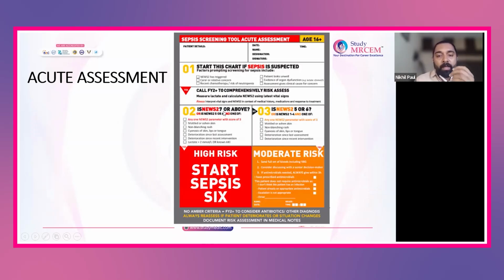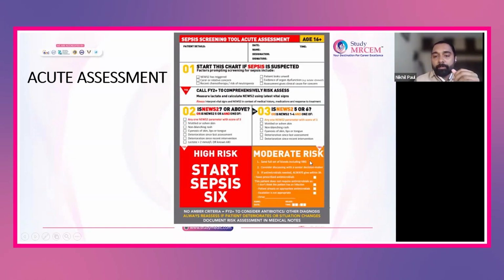Now if it is 5 or 6, then you have to see any of these points. So any one of these points, if it is positive, then also you need to consider as red. So any of the NEWS 2 parameter with score of more than 3, mottled or ashen skin, non-blanching rash, cyanosis, deterioration since the last assessment, deterioration since the recent intervention, lactate more than 2, or a known acute kidney injury. So any of this point present and NEWS 2 is 5 or 6, that means you need to consider it as a red flag, or you need to start the Sepsis-6 straight away.